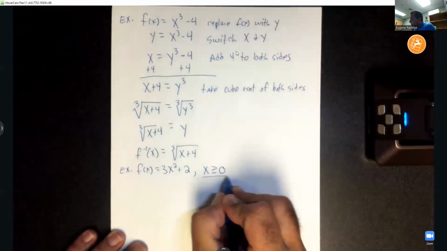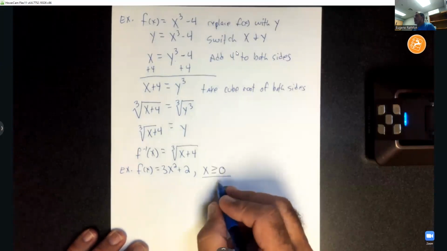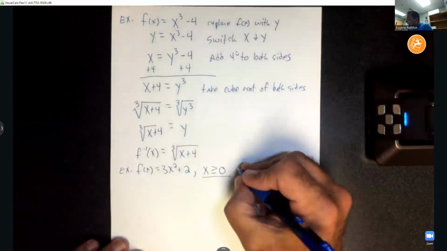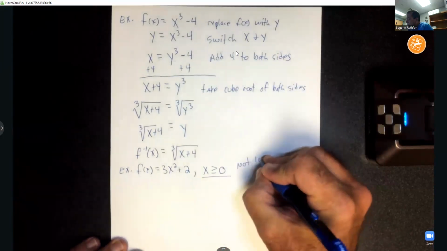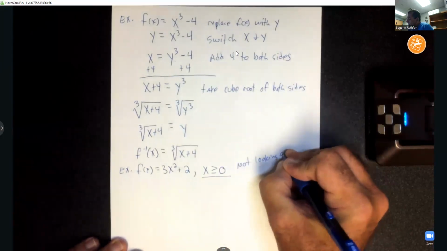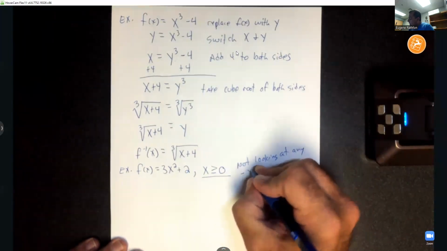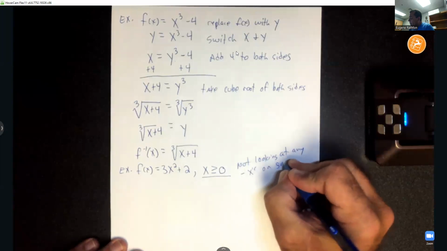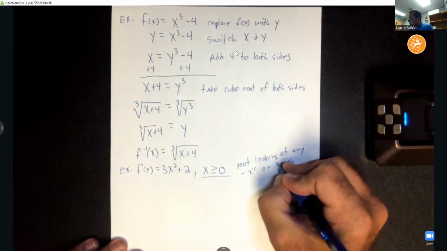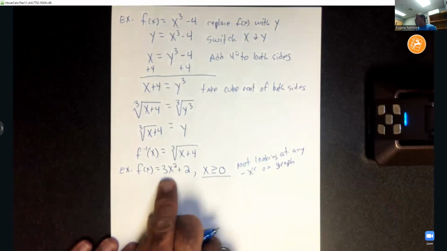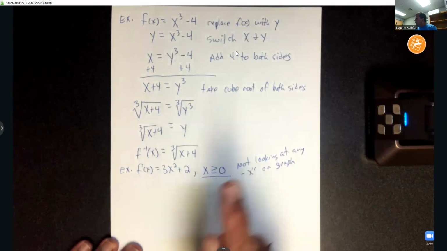And that's what this means, is that the x has to be greater than 0. We're not looking at any negative x's on the graph. Alrighty, so this is 1-to-1. So we're going to replace the f of x with a y.